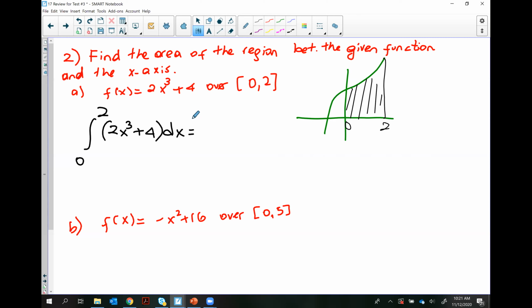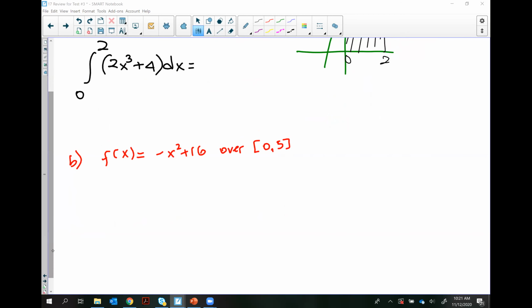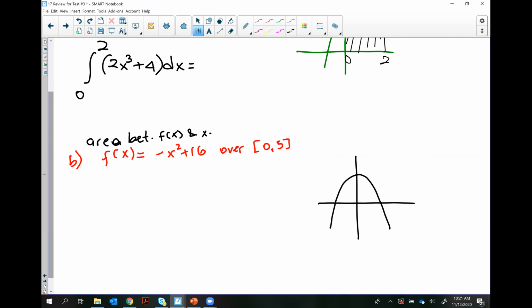So I'm going to give you a little bit of time to work on this problem. If you finish that one quickly, please also try this one. This is an upside down parabola, negative x squared plus 16. For this one, they want to know the area between f of x and the x-axis over the given interval from 0 to 5. And if you graph this, you're going to see that sometimes it's positive, sometimes it's negative.